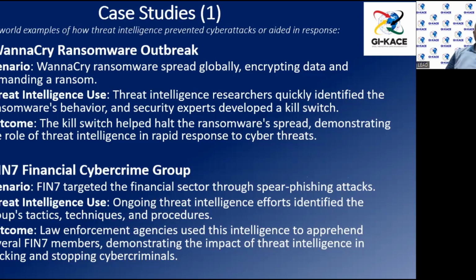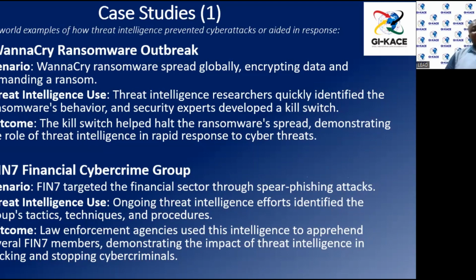Outcome: the kill switch helped halt the ransomware spread, demonstrating the role of threat intelligence in rapid response to cyber threats. So an example of this outcome has saved all of us. If it hadn't happened, I'm telling you, by now we'd still be dealing with ransomware. And even up till now, some isolated cases still happen once in a while. But those that are threat intelligent, when it happens, they are able to know what to do or how to mitigate against it. Then they have the FIN7, that's the financial cybercrime group.